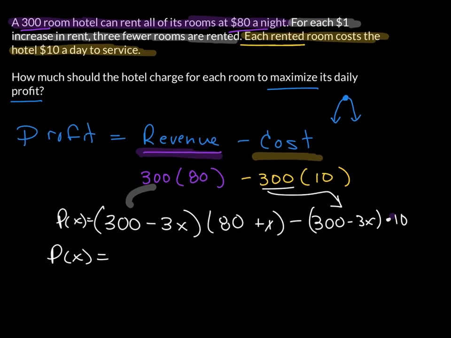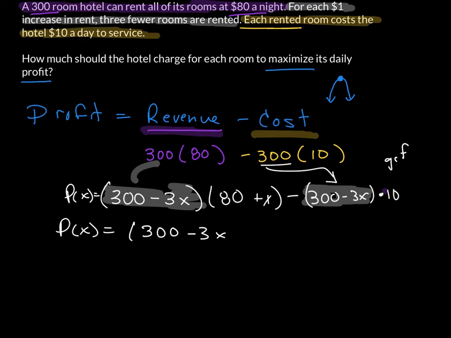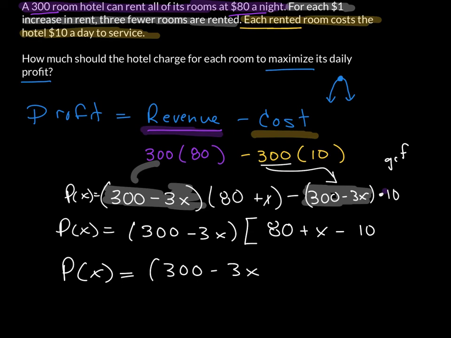There's a nice little fun trick that I can do with this. You can multiply all of this out if you want to and combine like terms. You will get the same answer. But if you look, you will see that this 300 minus 3X here and here are really the same thing as a greatest common factor. So I'm going to pull that out front and leave that as 300 minus 3X. And then what I would be left with would be 80 plus X minus 10. So my profit equation is equal to 300 minus 3X times 70 plus X.